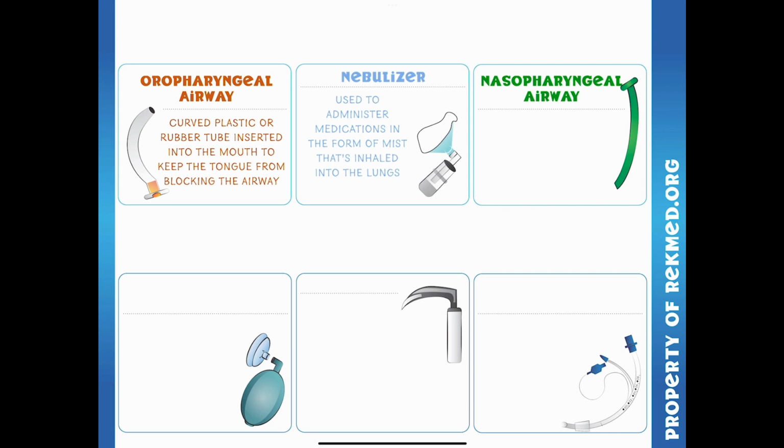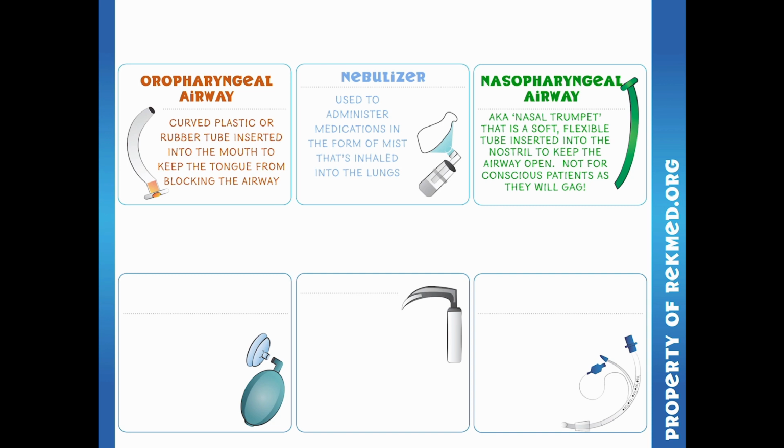We have our nasopharyngeal airway, and this is a nasal trumpet. This is going to be a soft, flexible tube that's inserted into the nostril to keep the airway open. And this is not going to be for our conscious patients because this tube is going to stimulate that gag reflex. So when a patient becomes conscious, which we can utilize this a lot in people that are drunk, then once they come to, they're going to start to gag, and we want to pull that tube out. The great thing about the nasopharyngeal and the oropharyngeal airways is that we can put a mask or a nasal cannula even up to these and still administer oxygen through it.